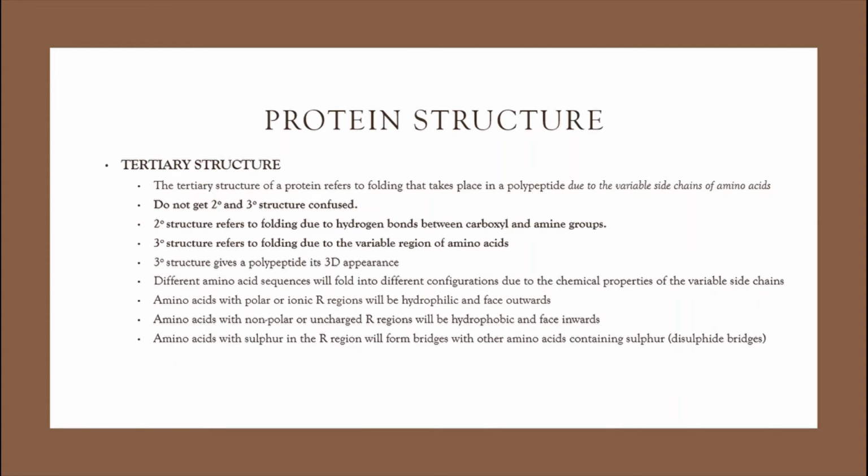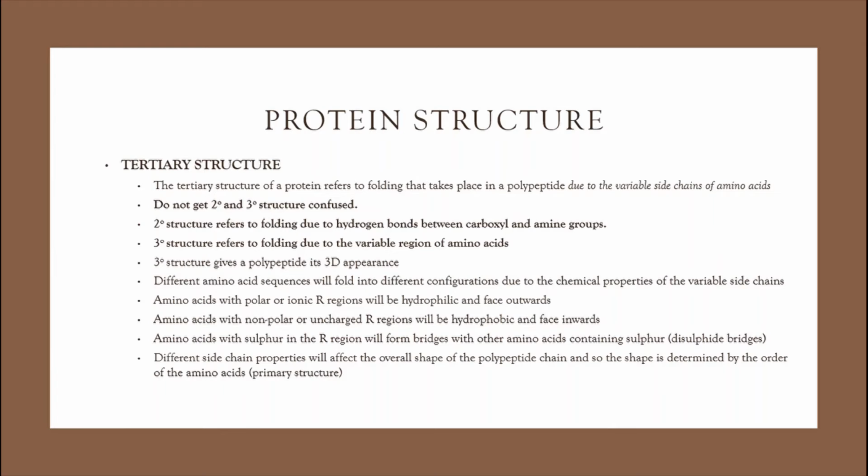Another chemical interaction we can consider is the presence of sulfur. So you don't need to understand the chemistry of this too much, but essentially any amino acid that has sulfur in the variable region is going to form a bridge with another amino acid that contains sulfur. And we call these disulfide bridges. So essentially it's like, oh, I have sulfur, you have sulfur, let's pair up. And so a bridge forms between amino acids that have sulfur in their variable regions, and that also contributes to some of the bending that takes place in the tertiary structure.